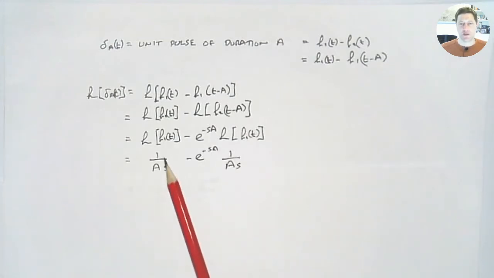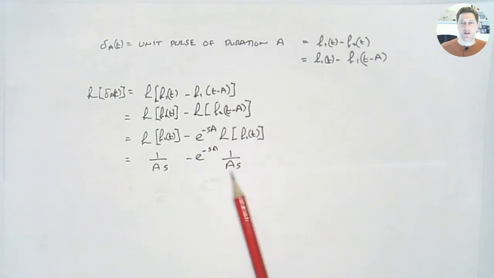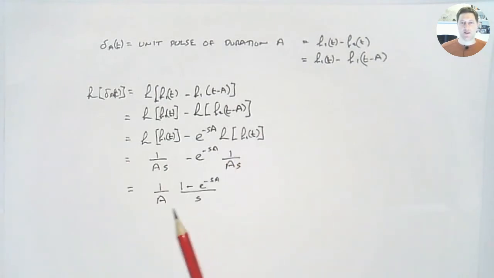We substitute in the result that we've derived before for the step increase. So there it is there, and there it is there again. And then we rearrange that to get this expression. So now we have the Laplace transform for a unit step pulse of duration a. It's 1 over a, 1 minus e to the minus sa, divided by s.